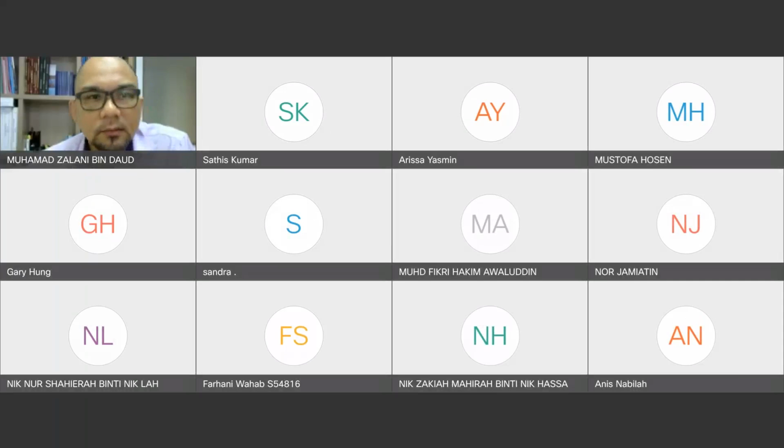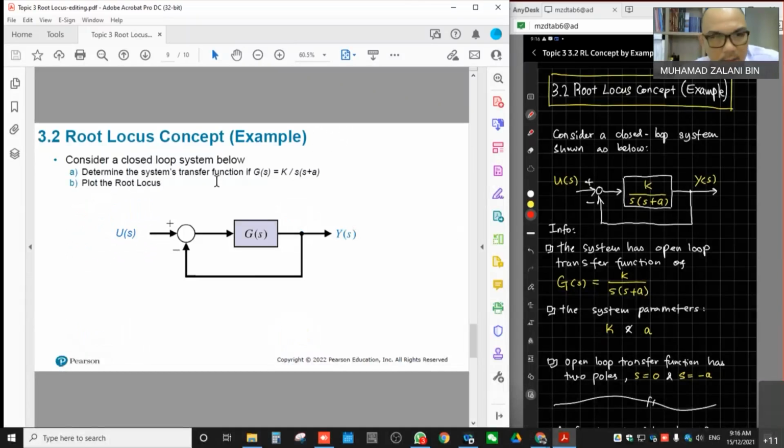So in today's session, I'm going to discuss this example of the root locus concept. To further understand the concept of the root locus method, we should consider an example. By example, maybe it's easier for us, by using a numerical method like this. It is easier for us to understand what the root locus concept or root locus method actually is.